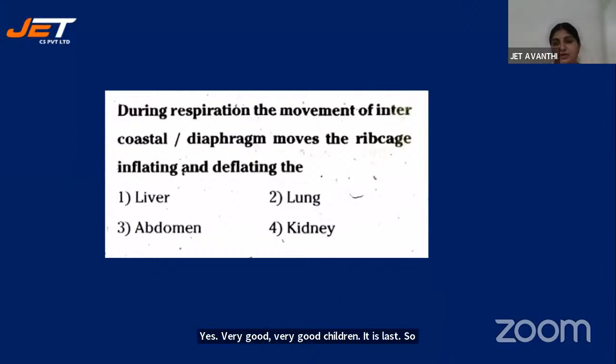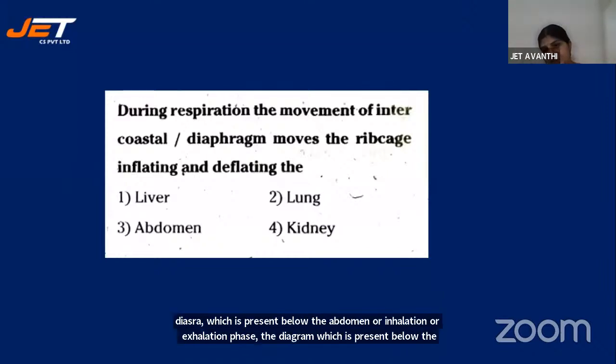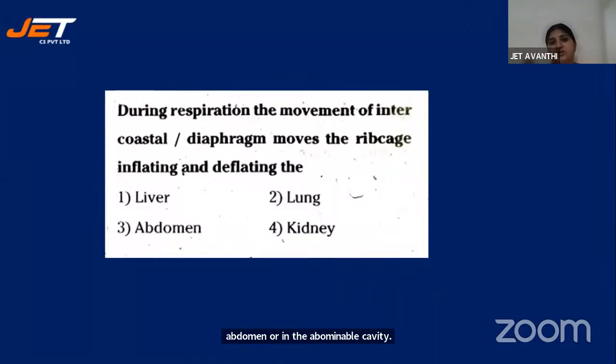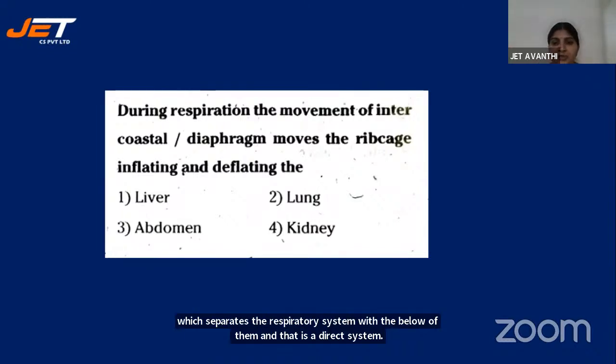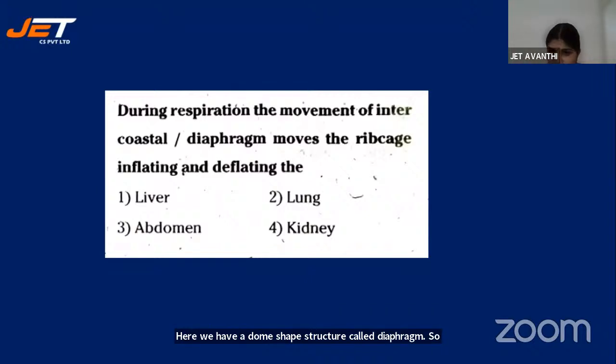So rib cage. What happens during the inhalation or exhalation phase? The diaphragm, which is present below the abdomen, in the abdominal cavity, separates the respiratory system from the digestive system below. Here we have a dome-shaped structure called the diaphragm. This diaphragm is responsible for the breathing cycle. When the diaphragm moves down, we can see the expanding of the rib cage so that we can inhale a lot of oxygen, and that oxygen will be diffused into the alveolar cells of the lungs.